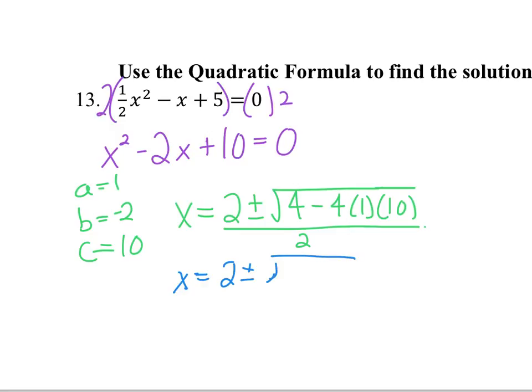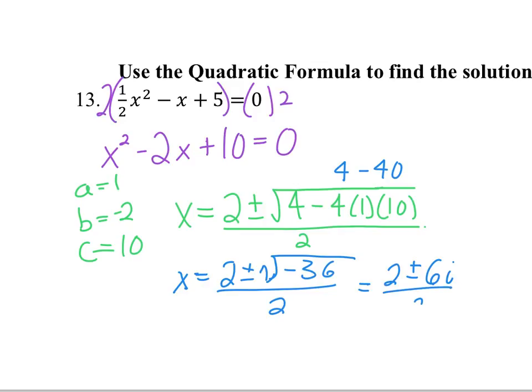Let's see, now this ends up being 4 minus 40. So that's actually going to give us a negative 36 over 2. Now at the top of this page we simplified the square root of negative 144, and that was a 12i. So same kind of thing here. The square root of negative 36 is a 6i, and that's over the 2.